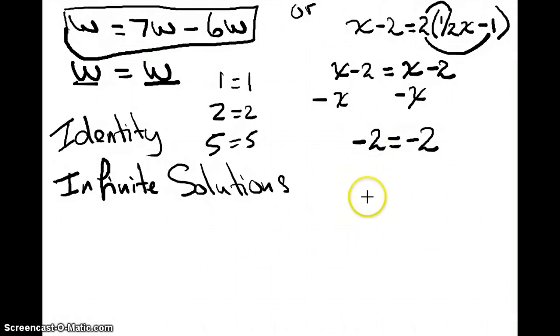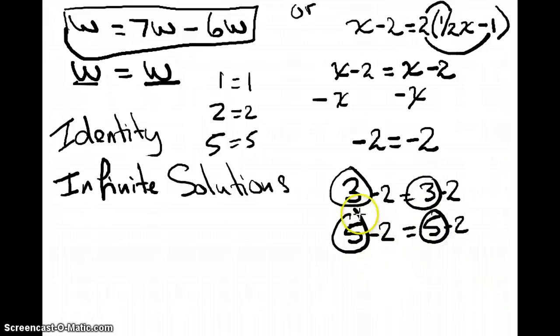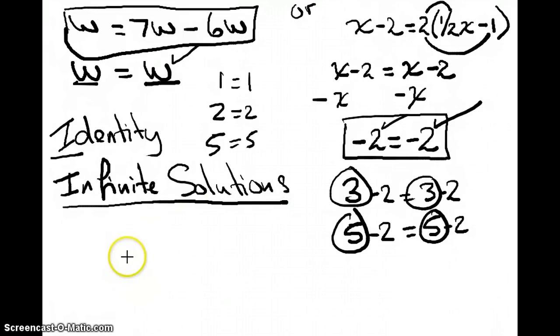Once again, it doesn't matter what numbers I choose for x, the answer will always be equal. If I do 3 minus 2 equals 3 minus 2, true statement. 5 minus 2 equals 5 minus 2. Again, I'm just substituting in numbers for x to verify that the statement still holds true. And we could do that with an infinite number of solutions for x. So when I have the variable equals the variable, or the constant equals the constant, then I say that I have an identity and that I have infinite solutions.